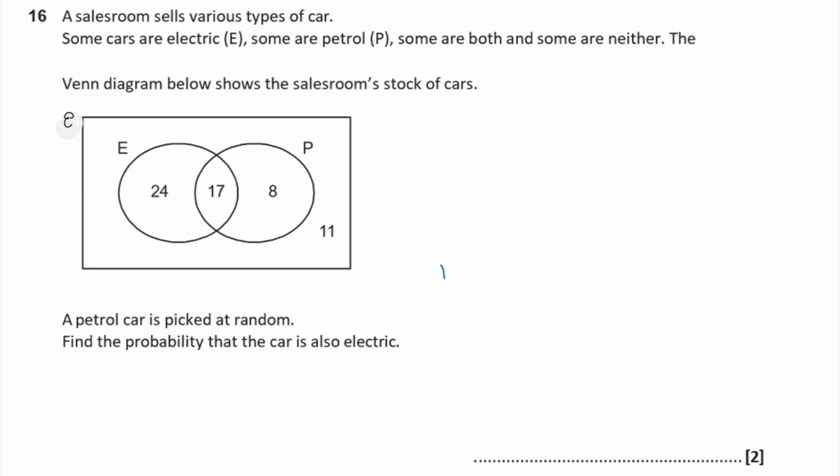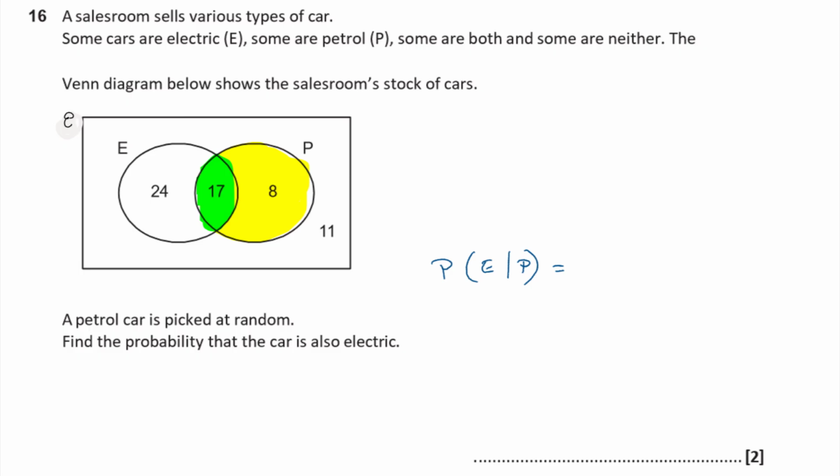So we want the probability that it is electric given that it is petrol. That's the actual probability we're finding. That's how we would write it down using correct notation. The probability of getting an electric car given that it's a petrol car. In other words, a petrol car is picked at random, so we're only picking from this group here. So we're picking from those. Okay, and what is the probability that the car is electric? It's going to be that section of those petrol cars, isn't it? So that's the ones we're working out.